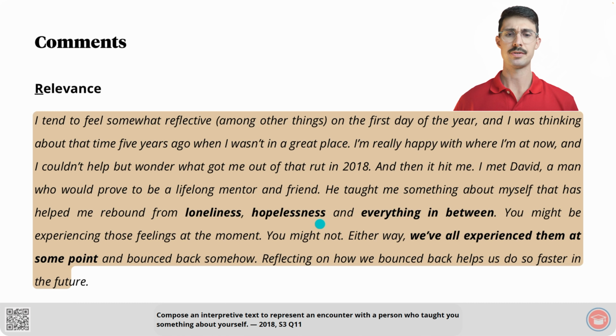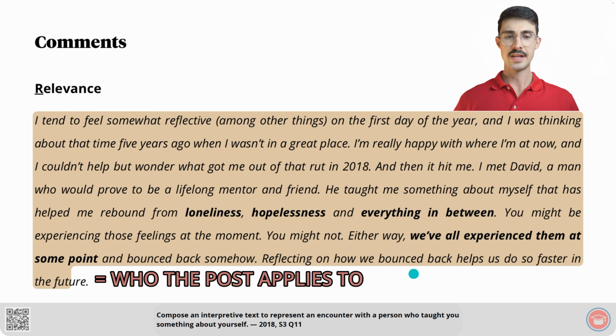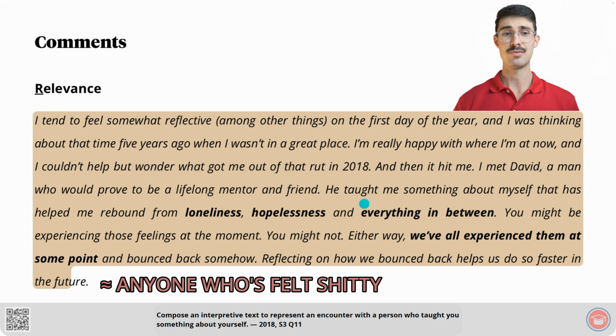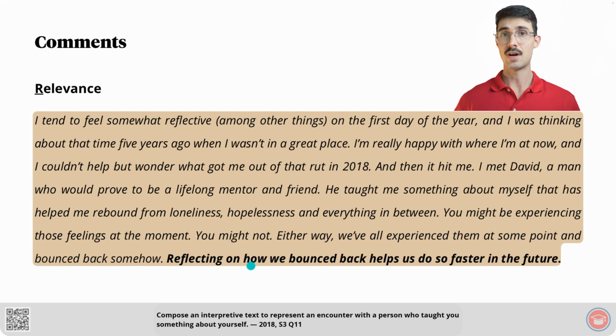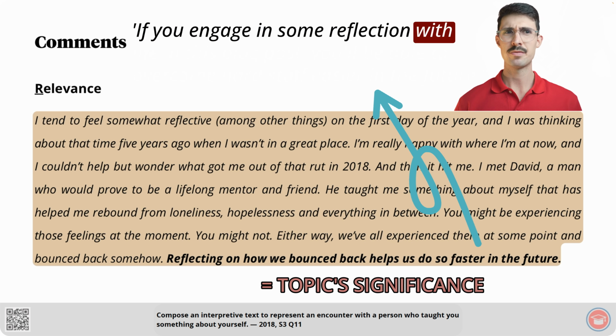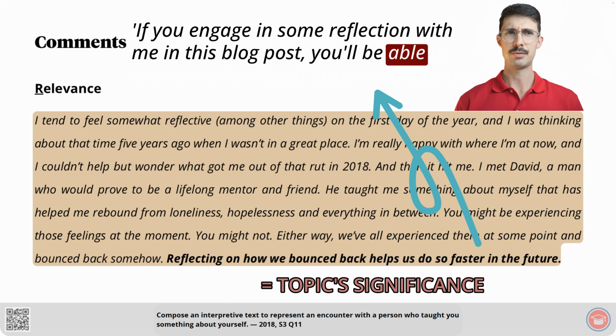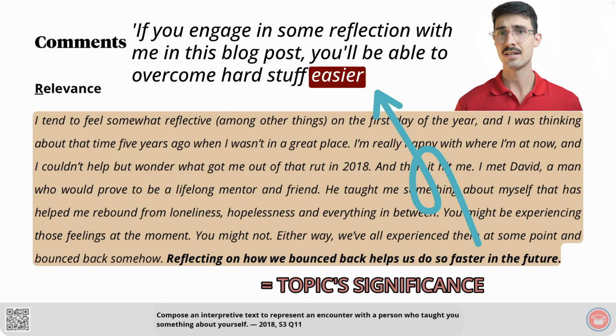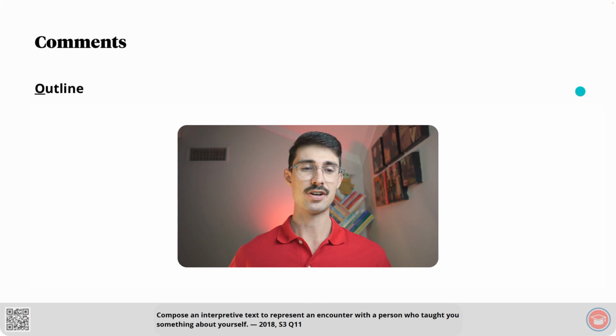"Loneliness, hopelessness, and everything in between. We've all experienced them at some point." These parts of the relevant subsection indirectly address who the post applies to. Essentially, anyone who felt shitty at some point. "Finally, reflecting on how we bounced back helps us to do so faster in the future." The final sentence of the relevance explains the topic's significance. If you engage in some reflection with me in this blog post, you'll be able to overcome hard stuff easier in the future. Finally, we've got the outline.